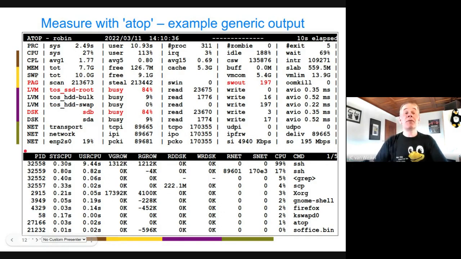Note that for networking, it is not just the transport layer, the network layer IP, and the hardware layer. But if you use NFS, it will also show the number of RPCs that have been done for our NFS and how much bandwidth is being used by NFS.